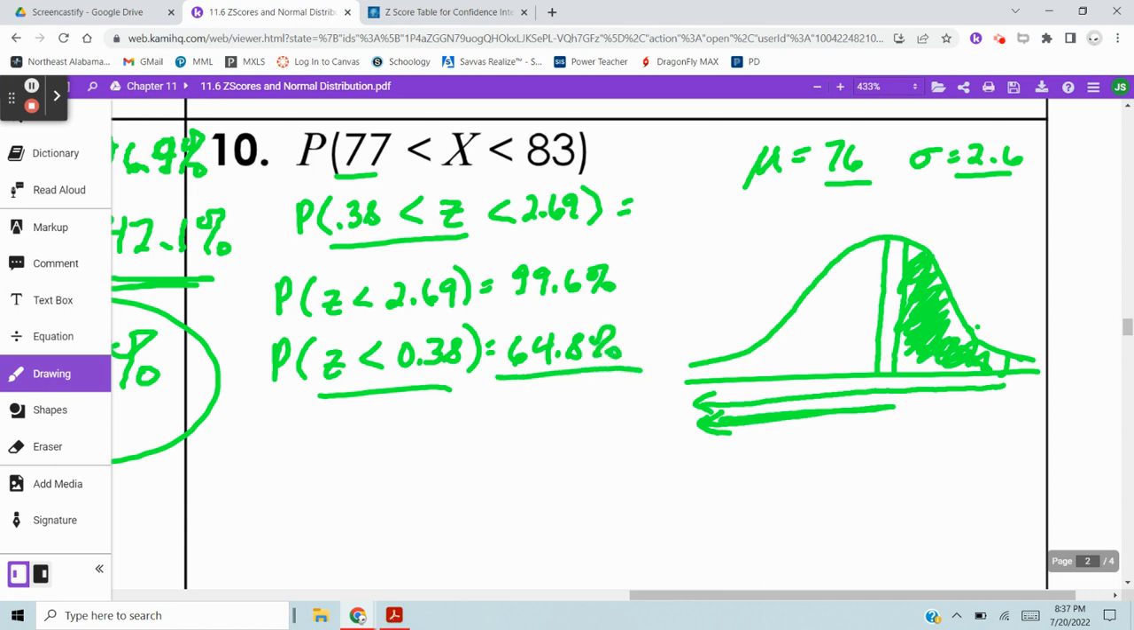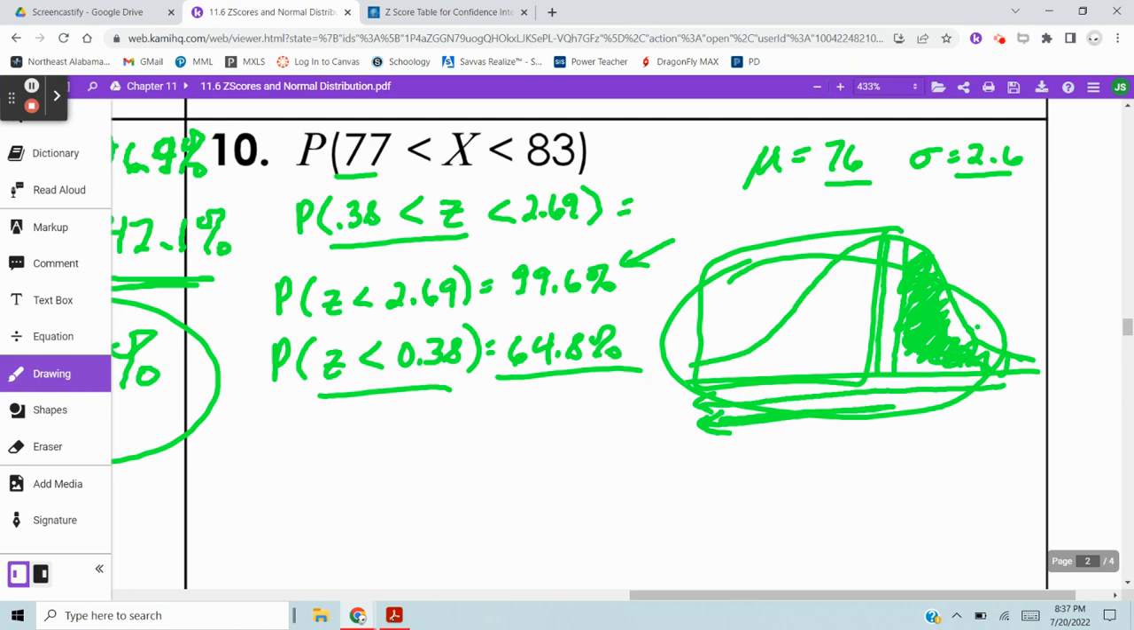Now, to find the area that is shaded, that would be the total area up to that point, which is 99.6. But we're going to take away this portion of it, which was the 64.8, and that's going to leave us with 34.8% of your area between those two values.